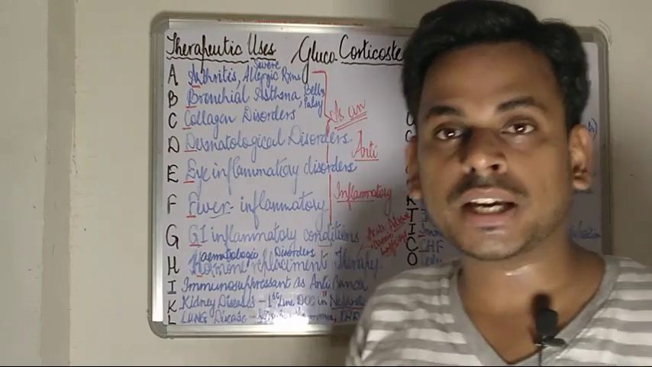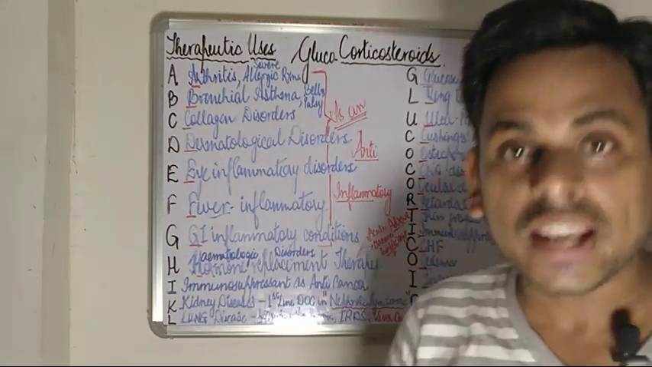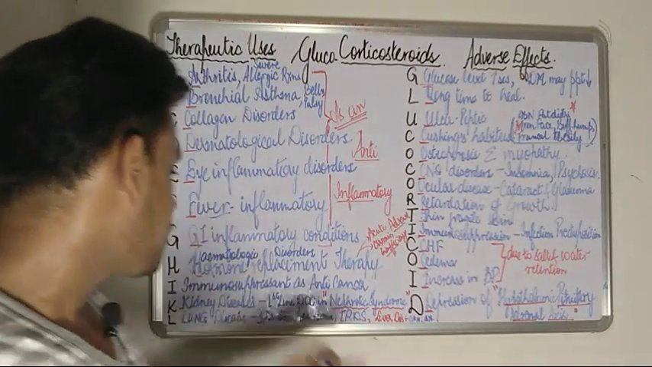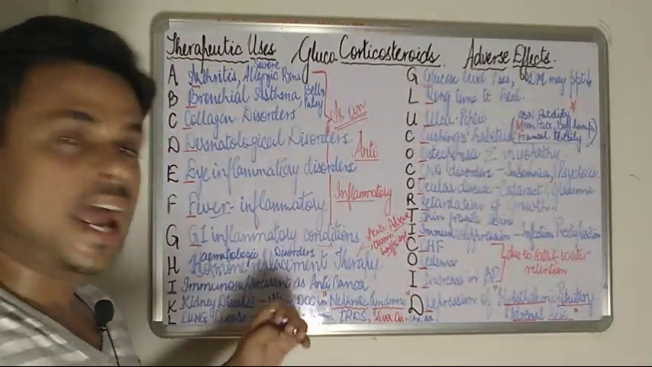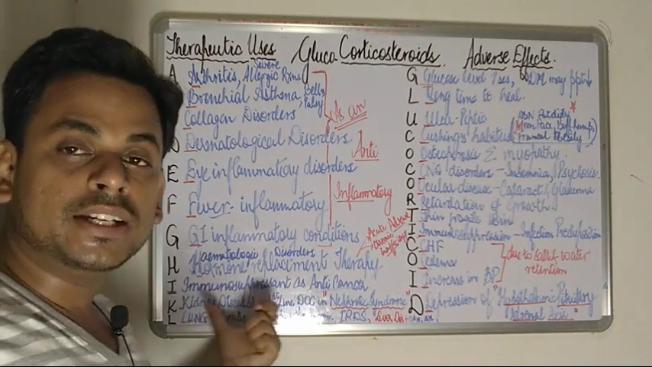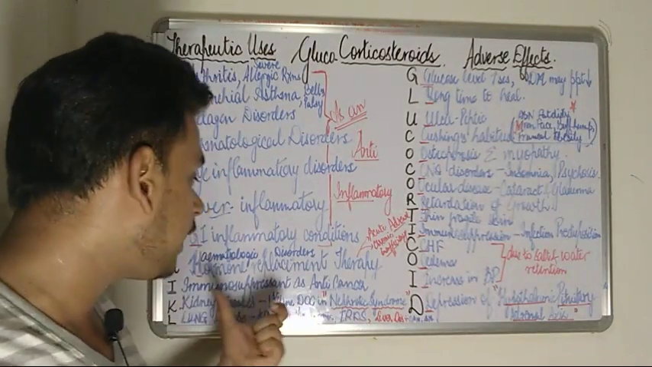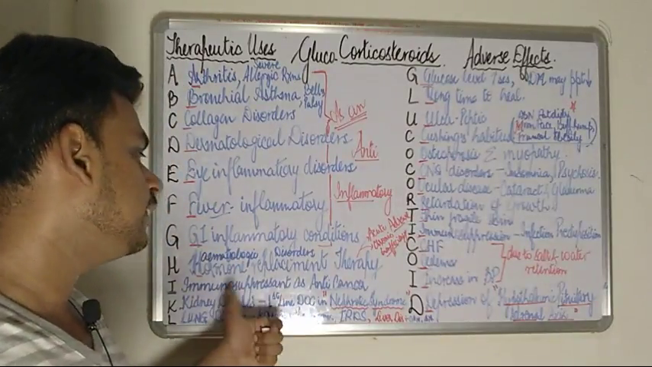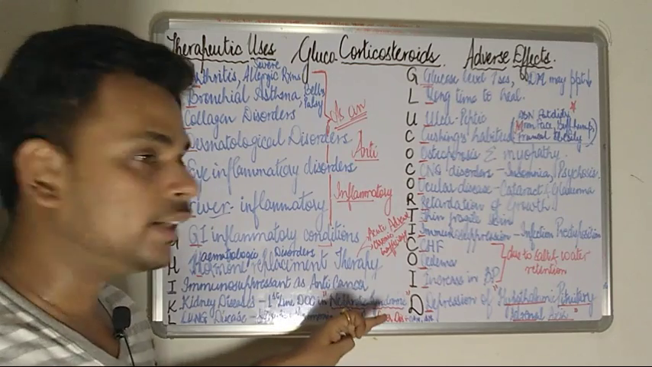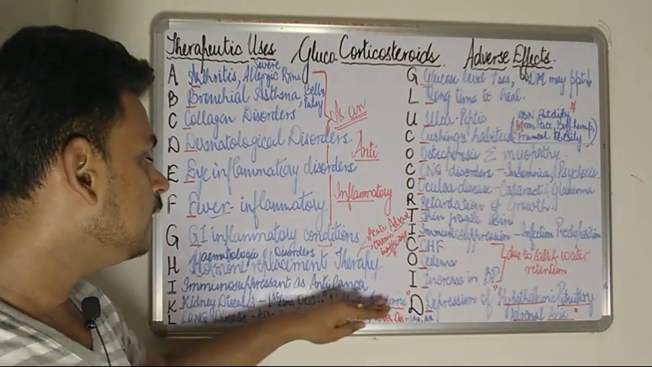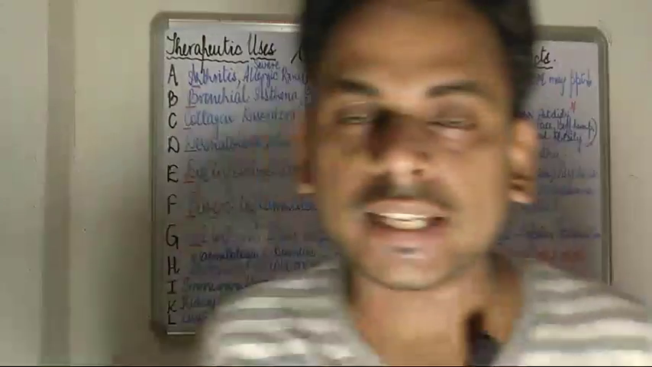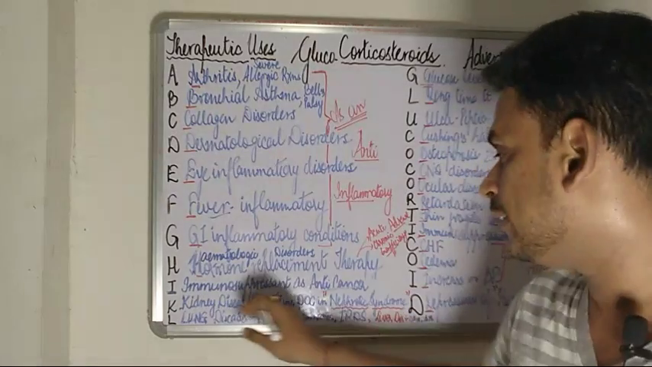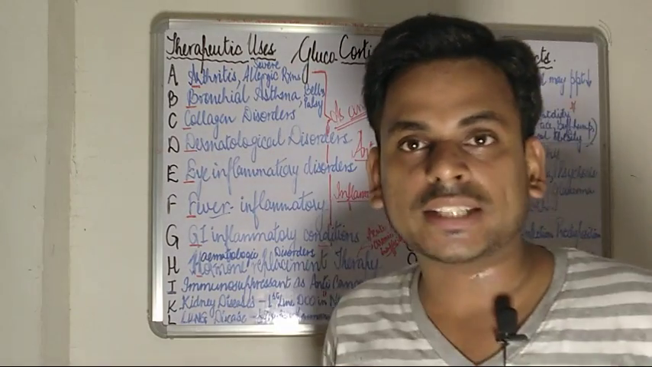The K here refers to the treatment of various kinds of kidney diseases, where the glucocorticoids find wide usage. So the K refers to kidney diseases, and in kidney diseases the glucocorticoids are the first line drug of choice. In nephrotic syndrome, the glucocorticoids are the first line drug of choice.